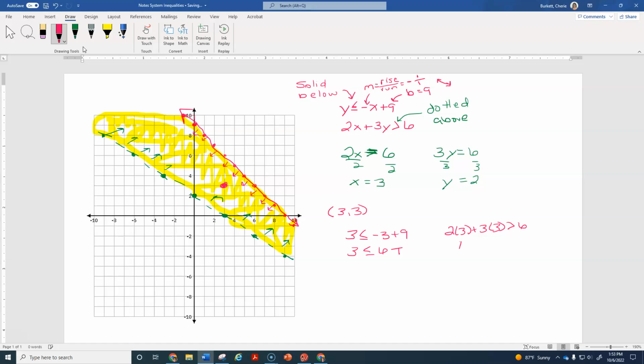And right here we get 6 plus 9 is greater than 6. 6 plus 9 is 15. That's greater than 6. That's true. So we got a true statement in both cases.